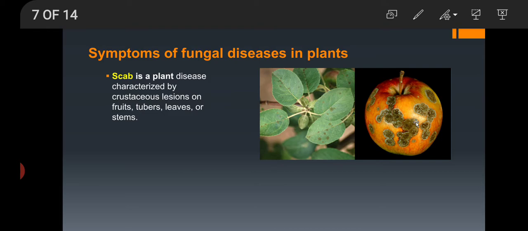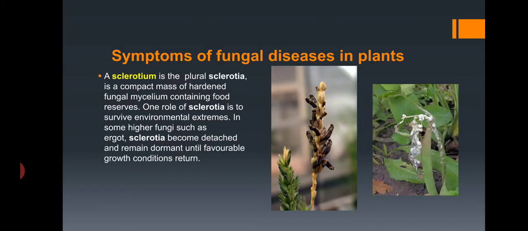Okay, that is scab. And these two examples I showed here for your easy understanding. But this scab we can expect in some other fruits, guava, then pears, and some tubers, leaves and stem. Even the stem also shows this kind of fungal symptom, that is scab.